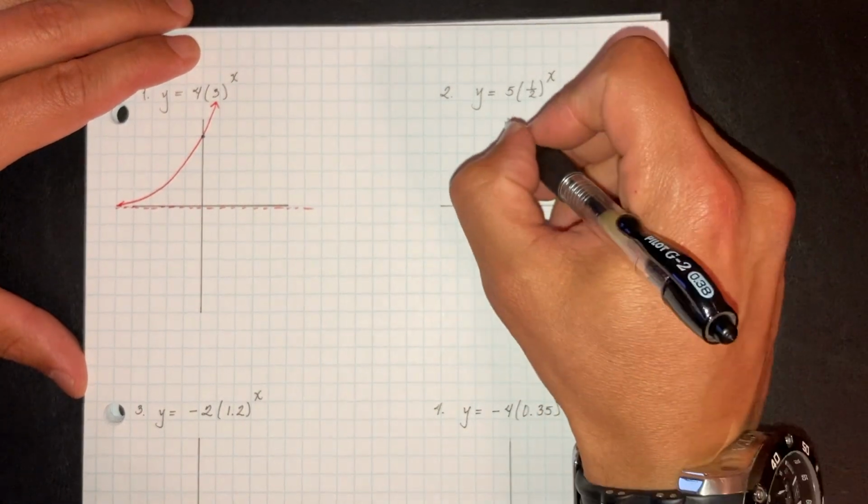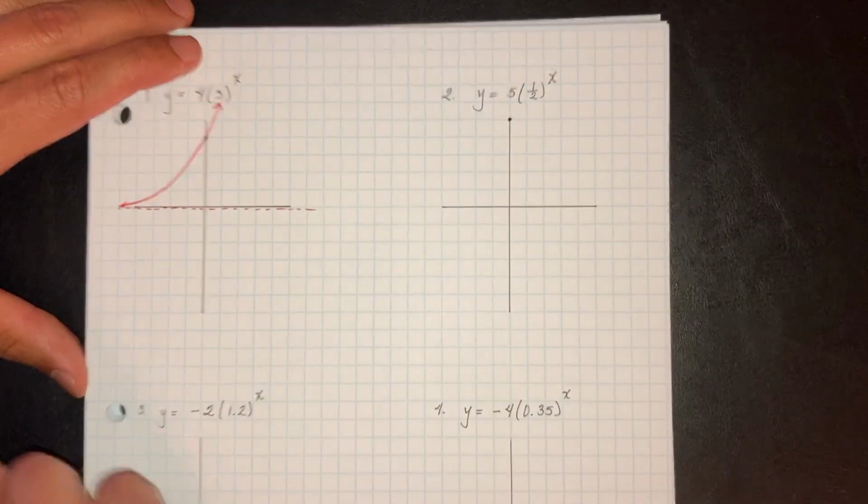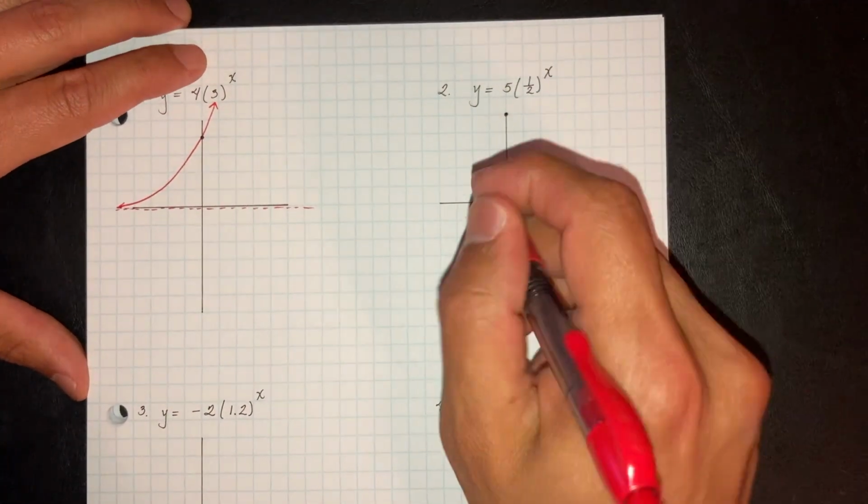1, 2, 3, 4, 5. It's going to also have an asymptote.